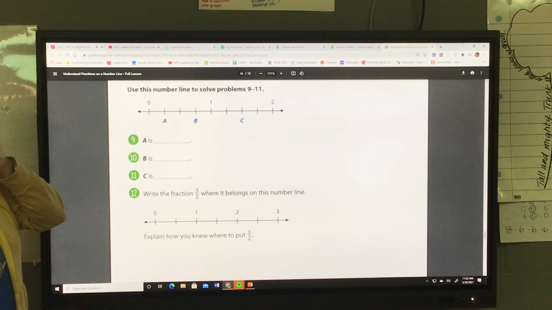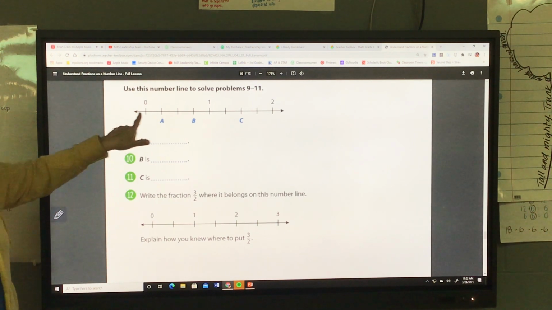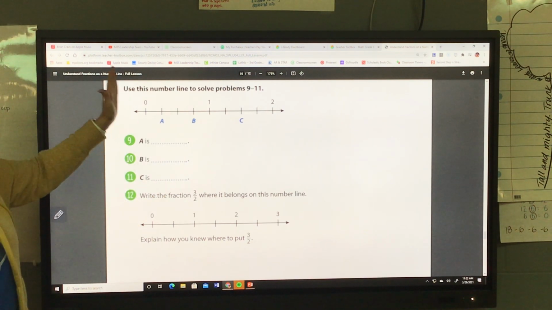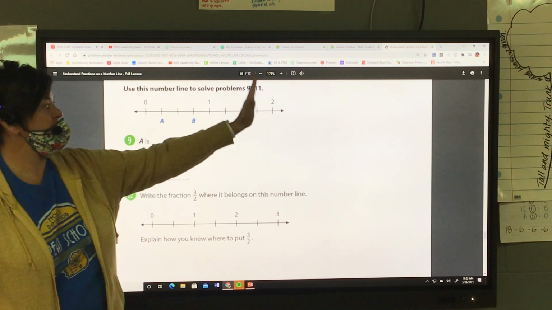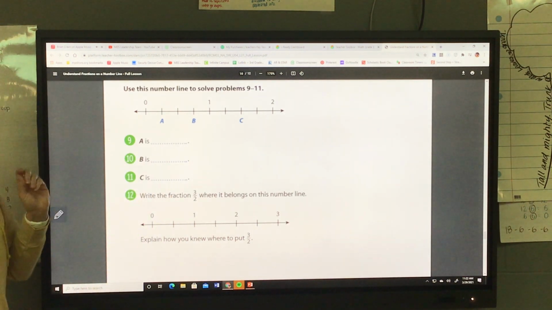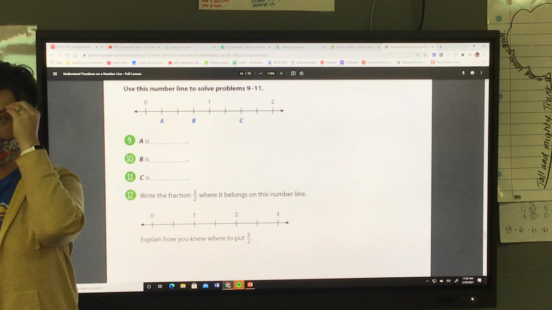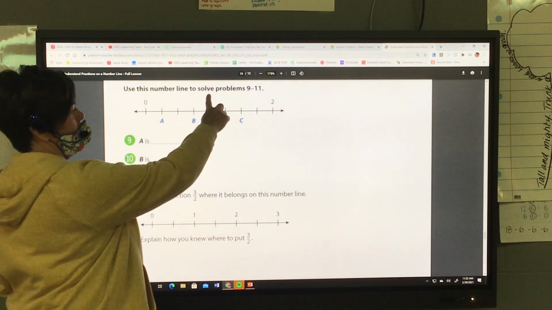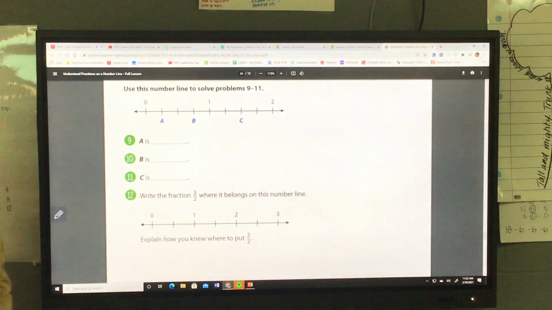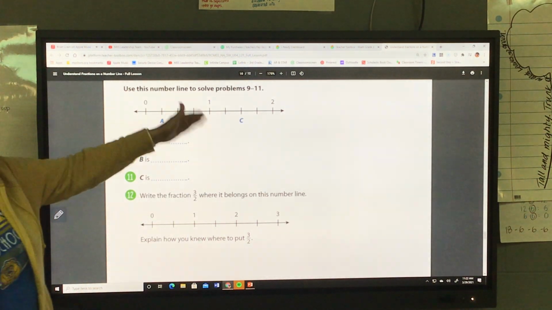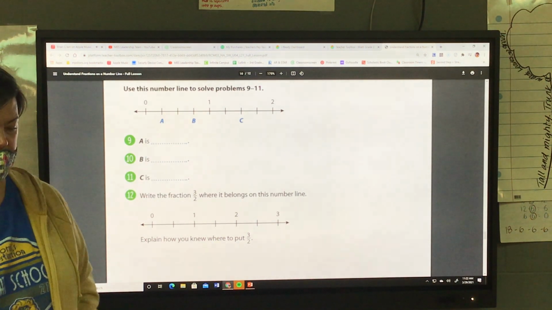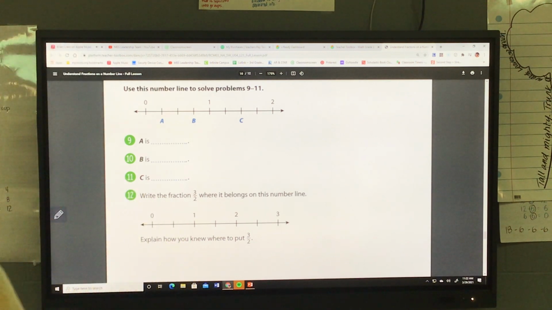For problems 9 through 11, so for these 3, you're going to use this number line here. All right, it goes from 0 to 1 and 1 to 2. So here's what I want you to do to help yourself out. I want you to write the fractions. Even on the whole numbers, write the fractions that those would be for each one of those marks. From 0 to 1, how many equal parts are there between 0 and 1?